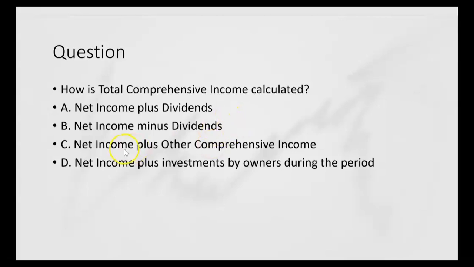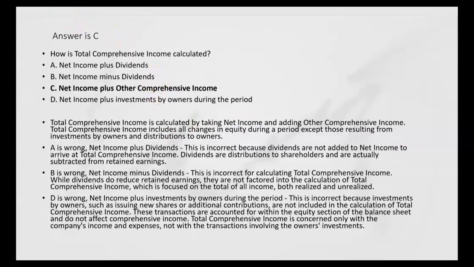So A and B are out. C says net income plus other comprehensive income. Yes, that sounds good. D says net income plus investments by owners during the period. No, because total comprehensive income ignores transactions with owners. So the answer is C. Total comprehensive income is calculated by taking net income and adding other comprehensive income.